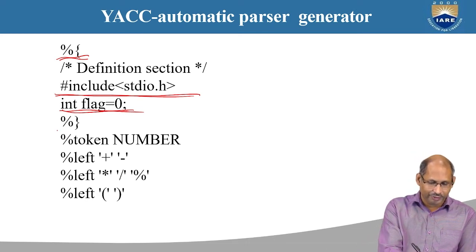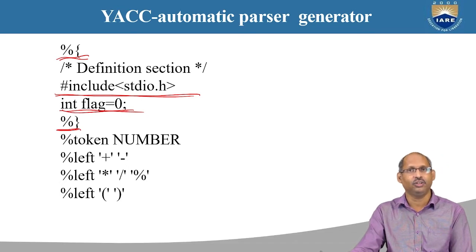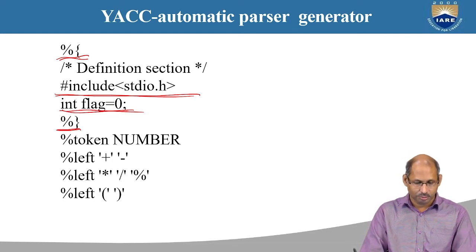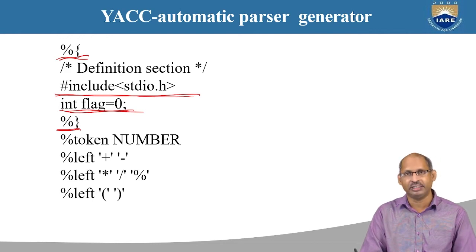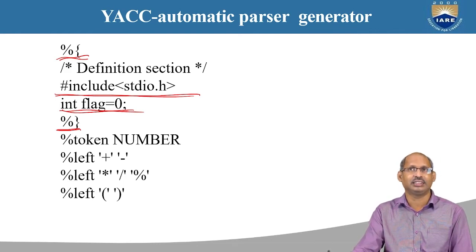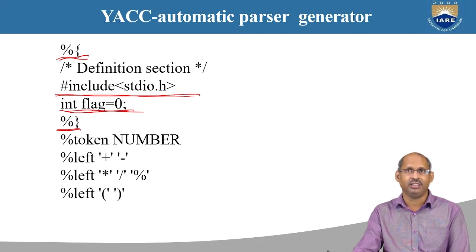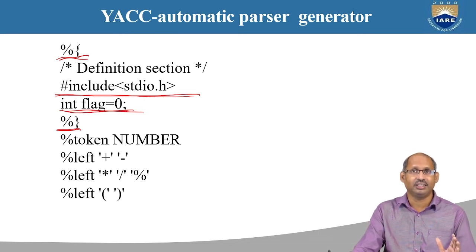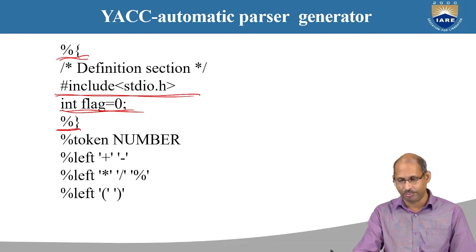So we'll have the closing percent curly bracket, and also all other declarations: token number, left associativity, plus, minus, multiplication, division, and mod operators, and left parenthesis, right parenthesis. All the declarations that we require, we define in this declaration part. So the first part is the declaration part in the input file of another compiler.